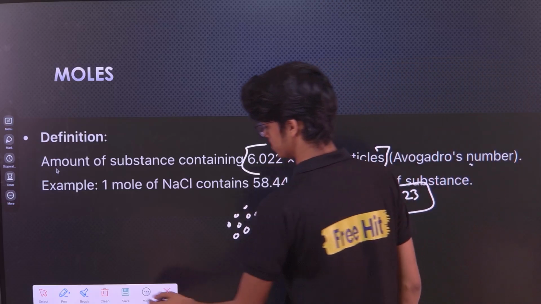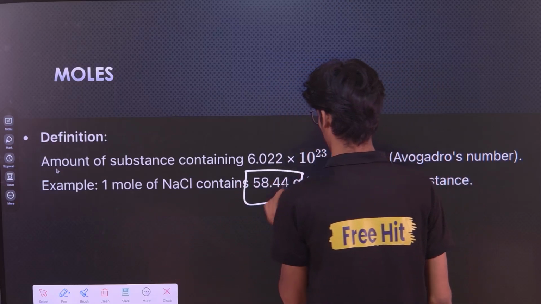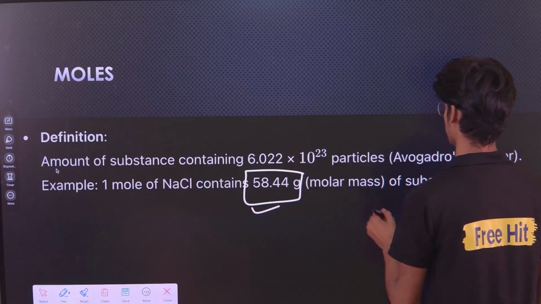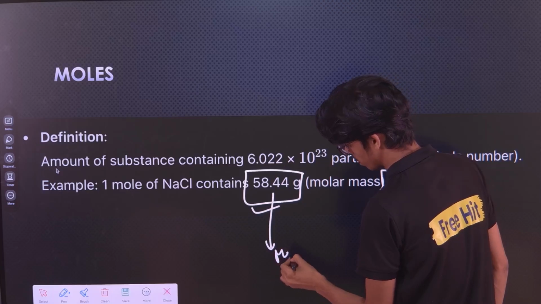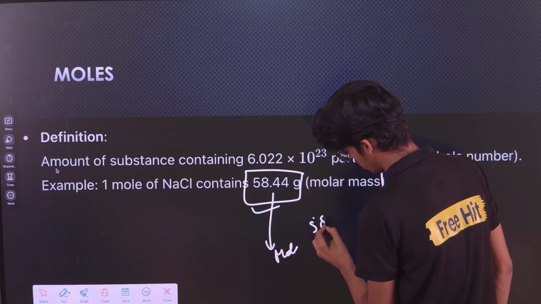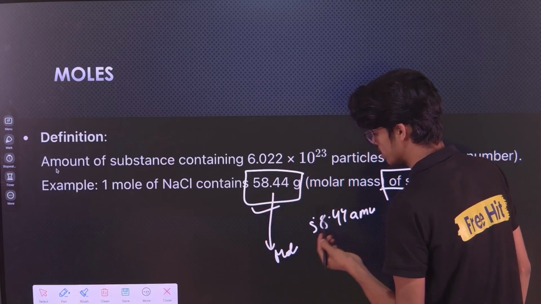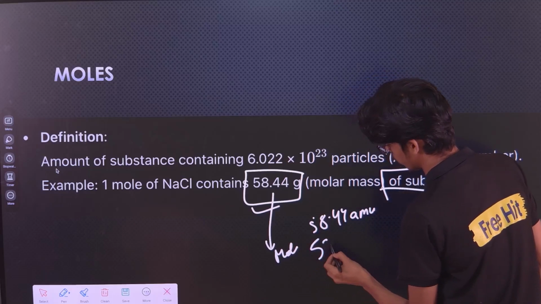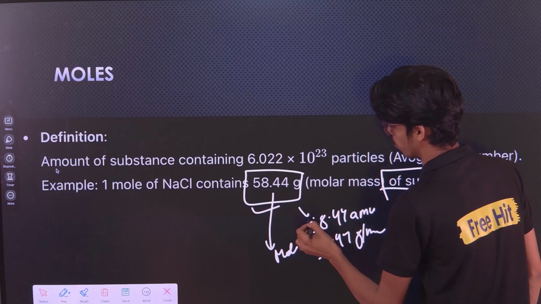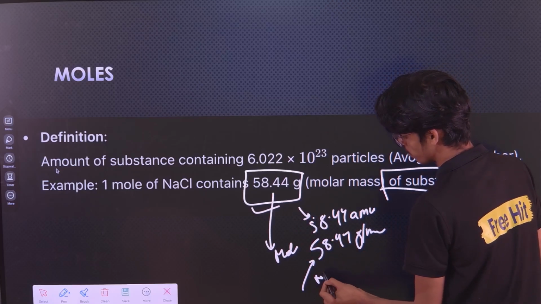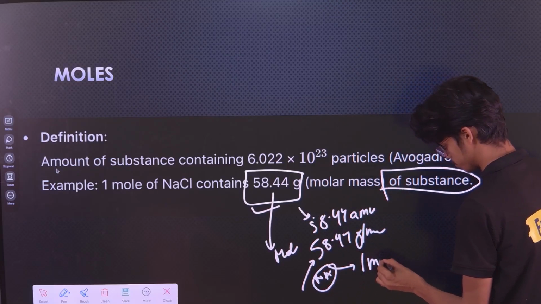For an example, 1 mole of NaCl contains this much amount, 58.44 gram molar mass of substance. Now you can see this is the molecular mass. 58.44 atomic mass unit is the molecular mass of NaCl, and 58.44 gram per mole is the molar mass. It is the mass of one molecule, mass of Na number of molecules. Got it? Which comprises 1 mole.